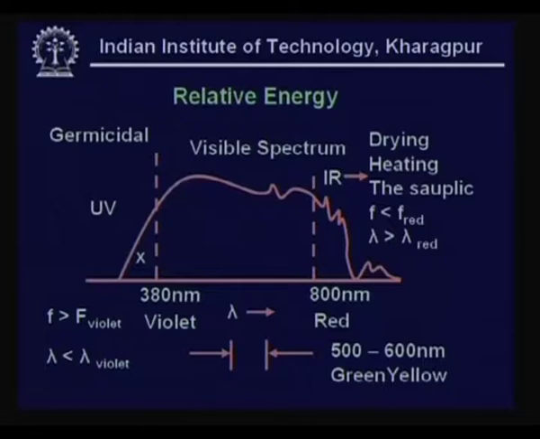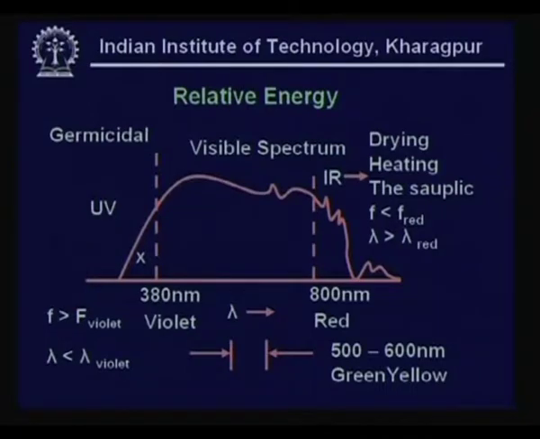So, what do we see? We see the energy content of sunlight is a maximum in the green yellow region, spreading between 500 to 600 nanometers, and the whole spectrum of light can be divided into three zones. One is UV, having lambda less than lambda violet, visible spectrum spanning from 380 to 800 nanometers, and IR or infrared greater than 800 nanometers. Incidentally, UV is used for germicidal applications, and all of us are familiar with the AquaGuard, which is used for getting pure water these days.